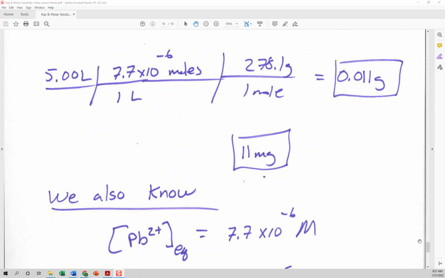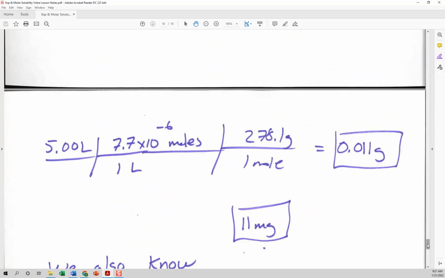If you're asked, what mass of this will dissolve in this much solution, the key is to find your molar solubility. The volume in liters times the molar solubility will give you how many moles of that compound will dissolve, and then multiply by the molar mass to get how many grams of that compound will dissolve. So easy peasy. That's molar solubility and Ksp. Not that big of a deal. Very simple stoichiometry. You just have to understand what they represent.